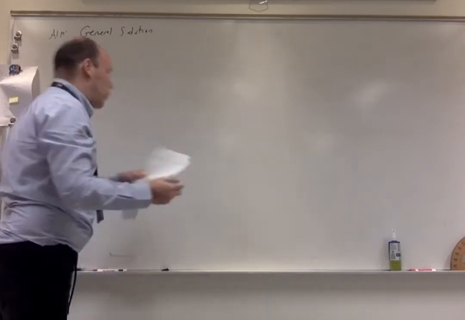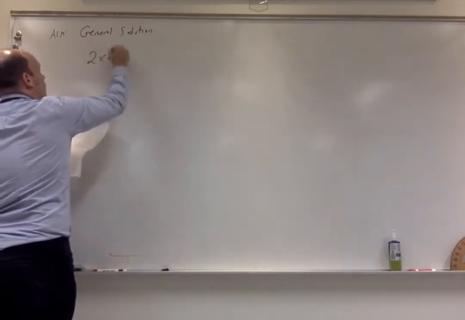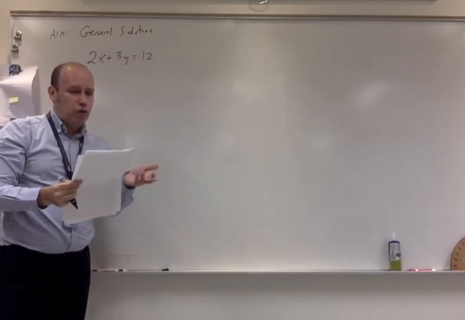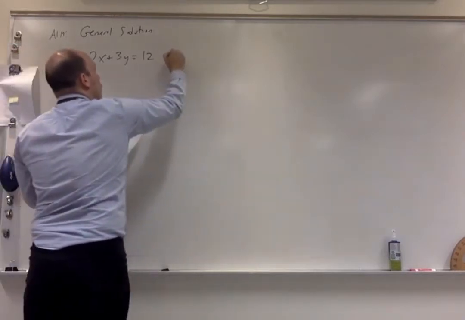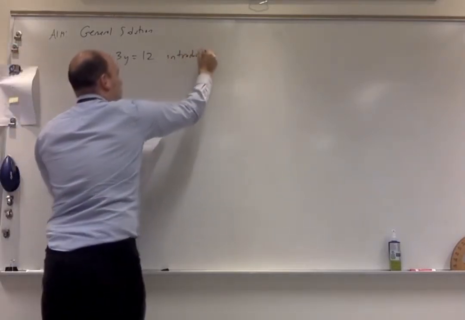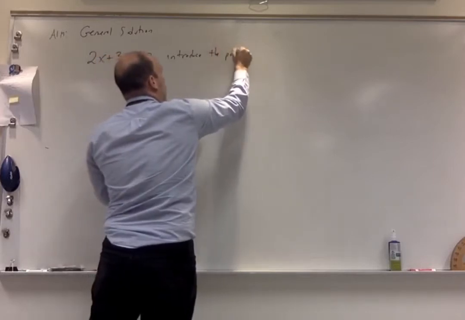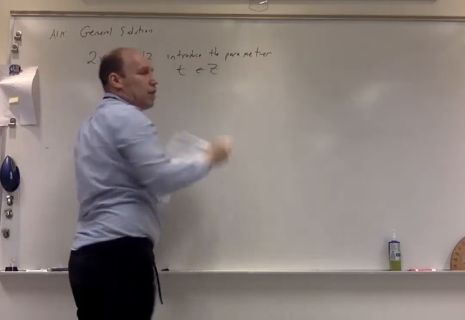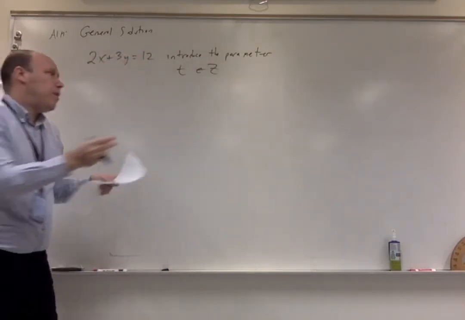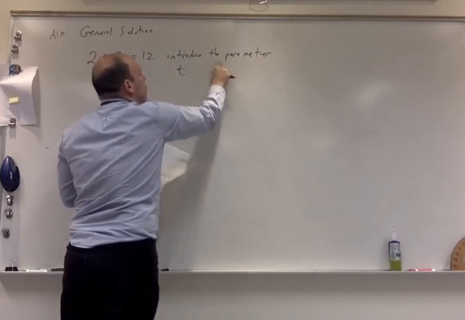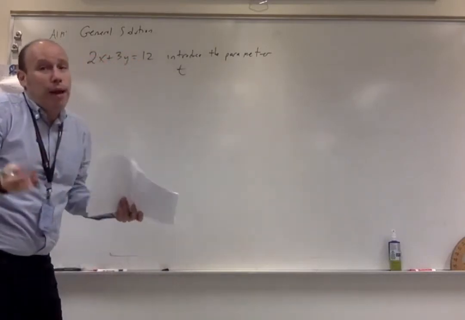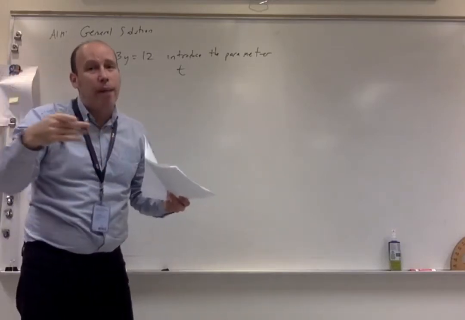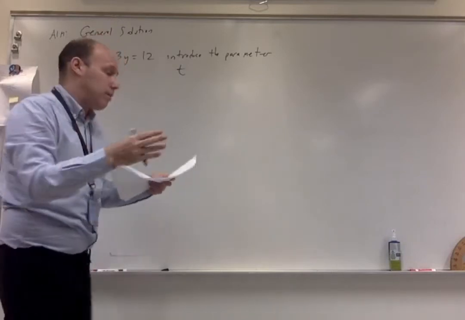But for now, for example, if I say 2x plus 3y equals 12, I want a general solution. So what we're going to do is introduce the parameter t, which could be any number. We're going to introduce t, but I want you to start getting in your head that it's time: 1 second, 2 seconds, 3 seconds.